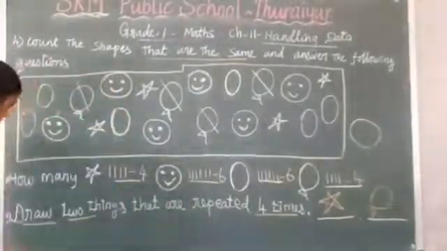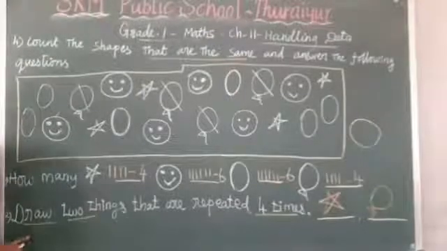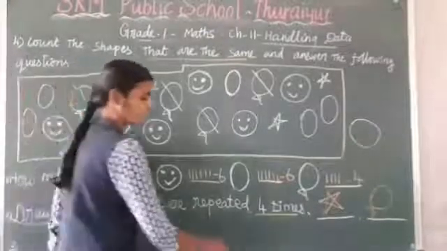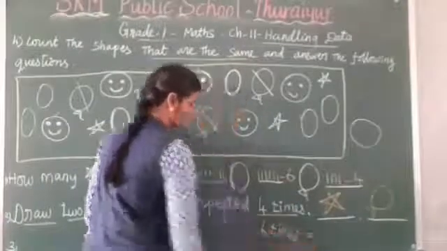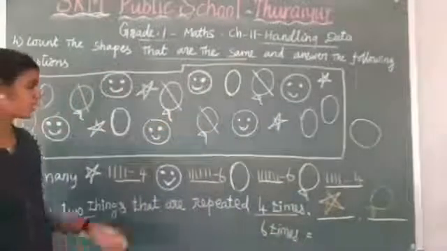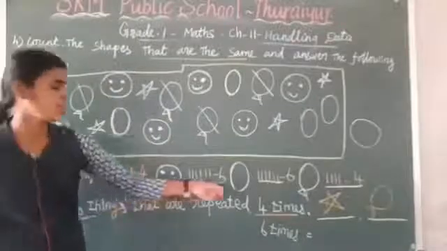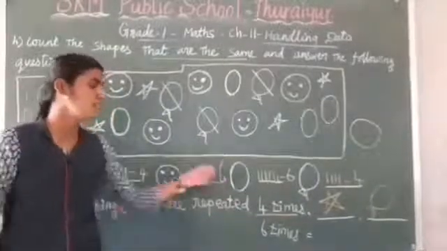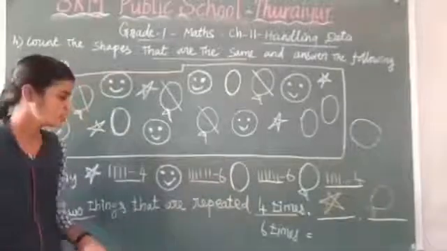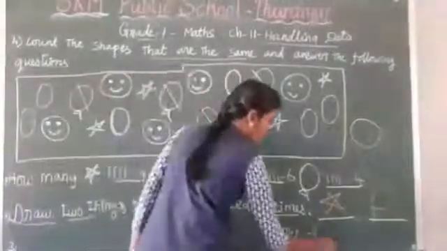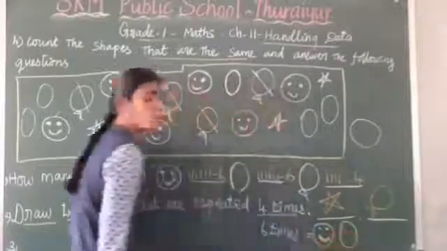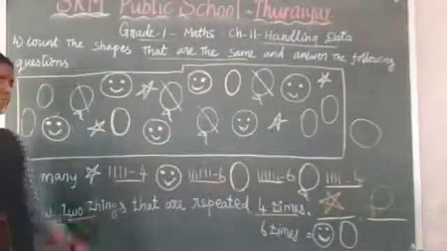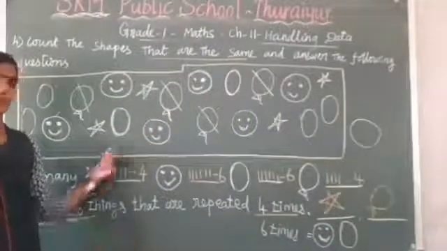The next question we have to make: draw 2 things that are repeated 6 times. Which are the shapes repeated 6 times? Yes, the smiley and the oval. Understand? So, smiley and the oval shape. So these 6 are only for this type of question.